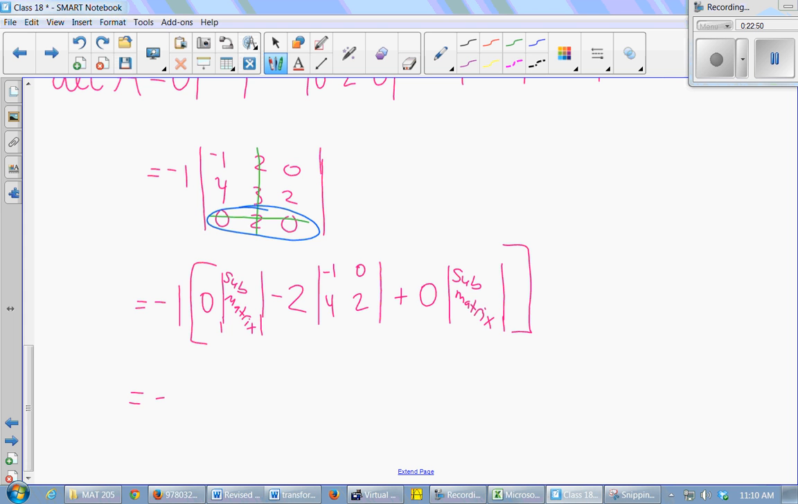Okay, so I've got -1 times -2 times the determinant of this 2 by 2 matrix, which is -2 minus 0, AD minus BC. So I have -1, -2 times -2 is +4. Determinant is -4.